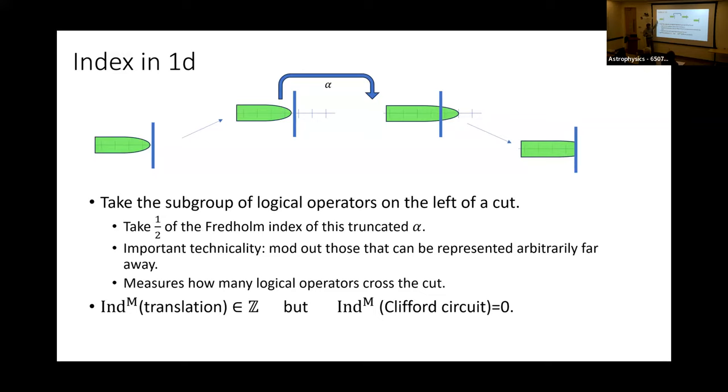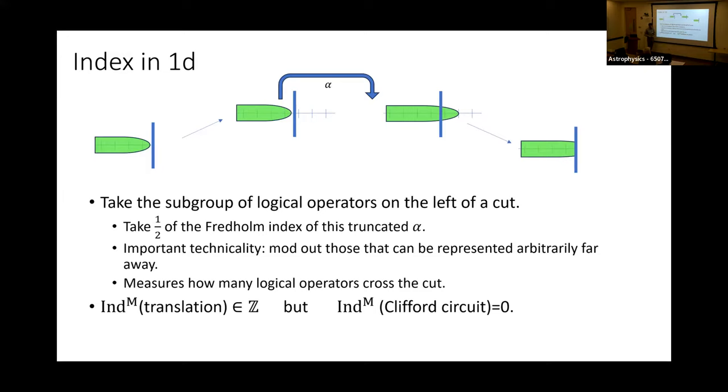Supported on the left, embedded into the full set of L's mod S, and then apply alpha. So alpha leaves it an automorphism. And I draw this as a translation. The region is the set of all possible operators here. Now it's translated, and then chop that off. Smearing outputs. Then you consider the composition of these three maps and apply the index theory.